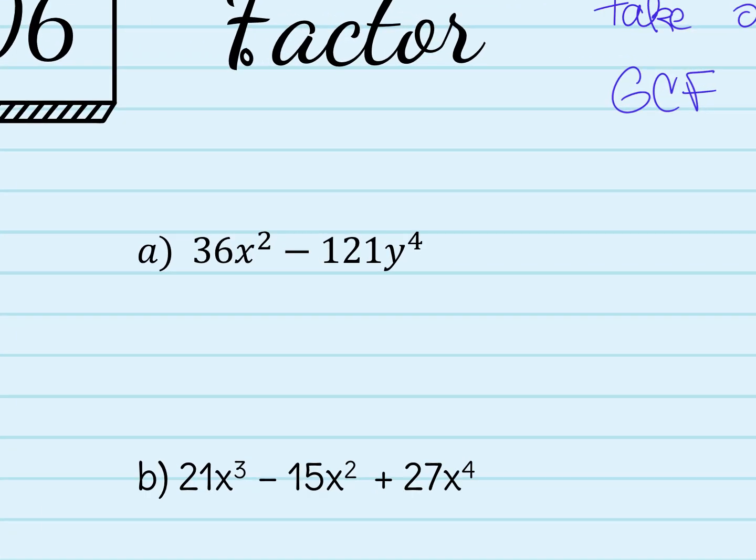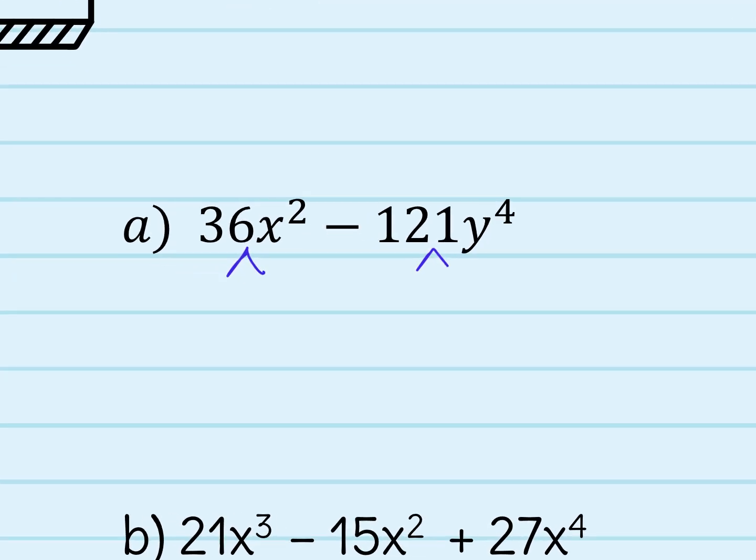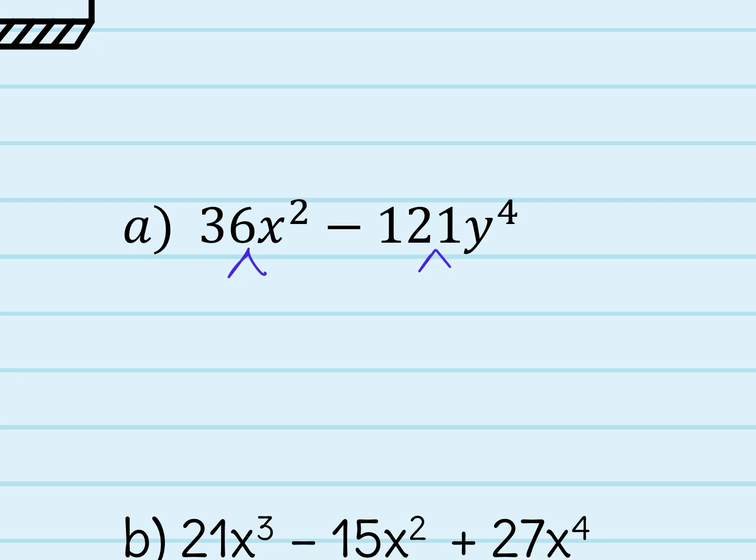So the first thing I look at in A is I say, okay, is there a GCF? All right, 36, 121, x squared, y 4. No, there's nothing that I can take out of both of those. So then I'm going to say, okay, I have 2 terms, minus sign in the middle. Are these 2 perfect squares? Is this the difference of perfect squares? Well, what times what gives me 36x squared? It's going to be 6x and 6x. What times what is going to give me 121y to the 4th? 11y squared and 11y squared.